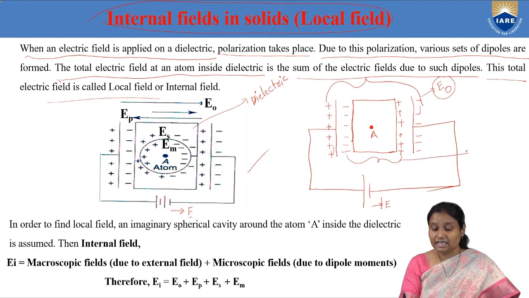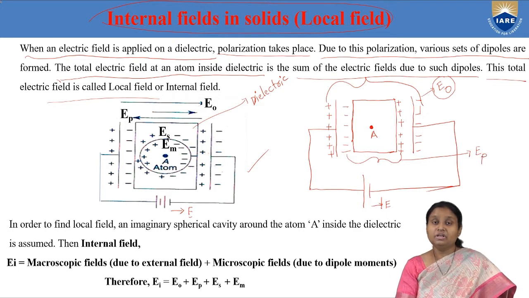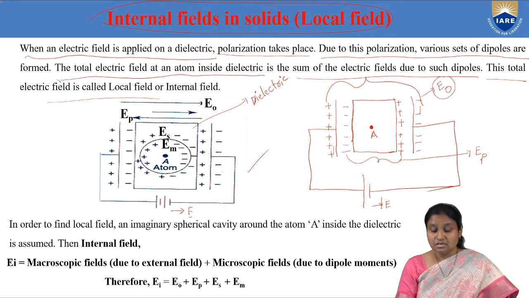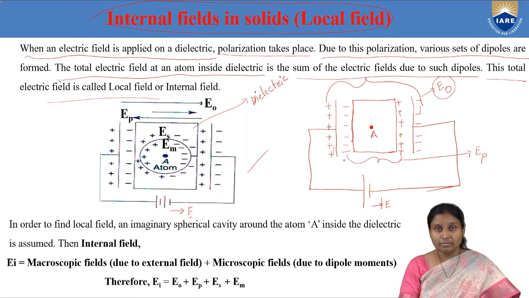Now let us suppose that the electric field due to these polarized charges on the plane surface of the dielectric is EP. So till now we have discussed two types of electric field being formed. One is because of the development of charges on the capacitor plates, and the second one is because of the development of polarized charges on the plane surfaces of the dielectric material.